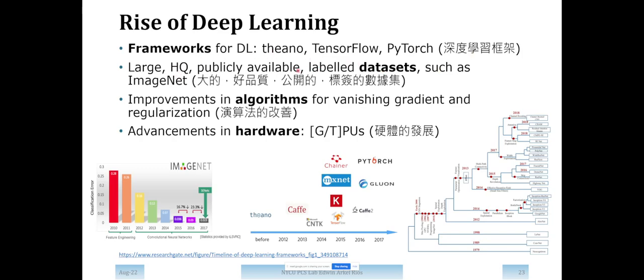Then another one is big data, big labeled datasets. We can see, for example, ImageNet.